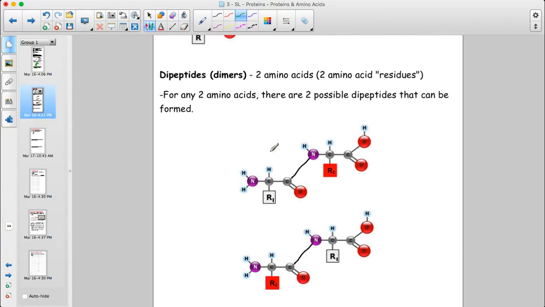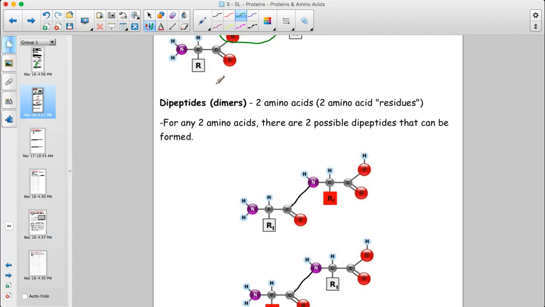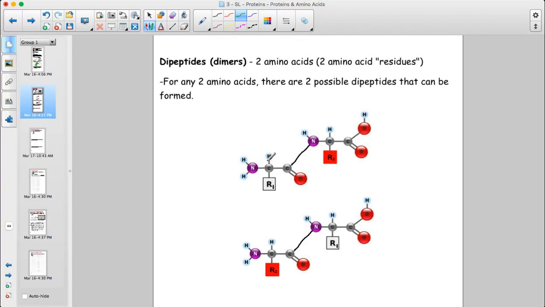Some very short-stranded things, and these are the types of things that you'd be asked to draw on the IB exam, are dipeptides and tripeptides. They could also be called dimers and trimers. So dipeptides are when two amino acids bond together, forming one peptide bond. Two amino acid residues, they might be called, but really think of it as two amino acid molecules condensing together to form one peptide bond, removing one water molecule.